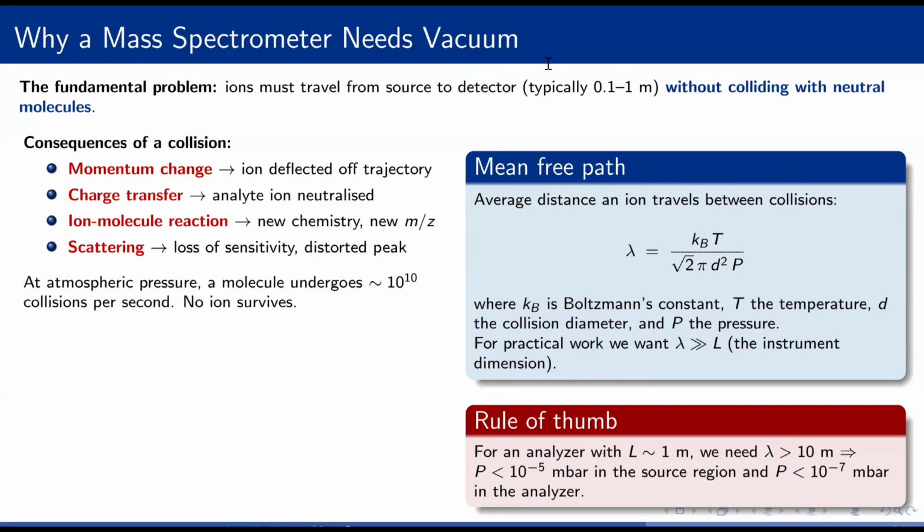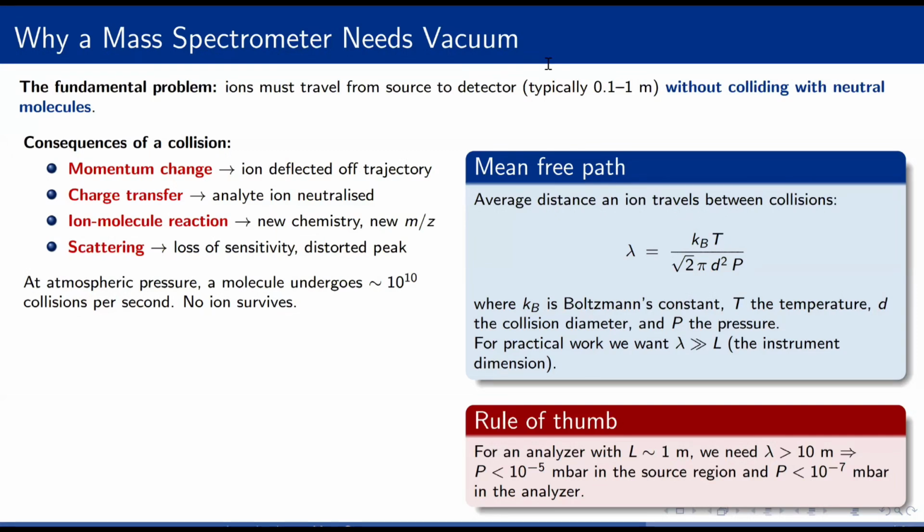How low? The relevant physical quantity is the mean free path, the average distance a molecule or ion travels between collisions. The kinetic theory expression is straightforward. Lambda equals kB times T over the square root of 2 times pi d squared times P. kBT is the thermal energy, d is the kinetic diameter of a gas molecule, and P is the pressure. The relationship is simple: the lower the pressure, the longer the mean free path.